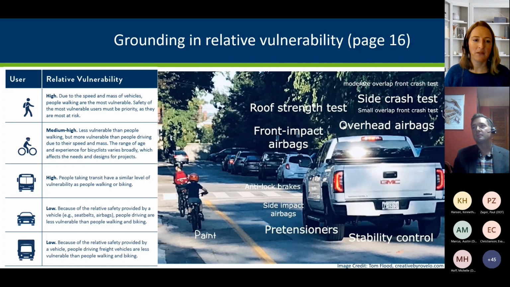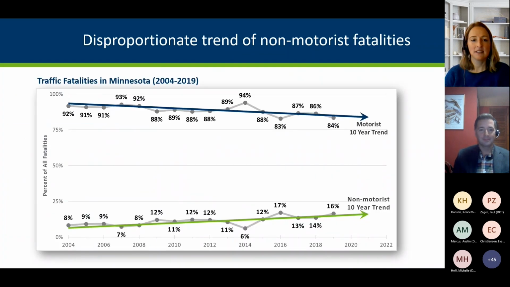But when we're talking about vulnerability, that's what we mean, is that relative vulnerability to injury, and this includes people of all ages and abilities. So to reiterate what was said earlier, you don't have a safe system if you don't have a safe street for your vulnerable users. If you don't have that, then you don't have a safe system or a safe street. And there is good data around this and why it's important.